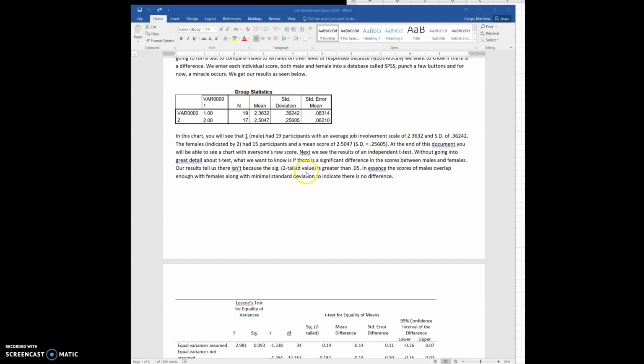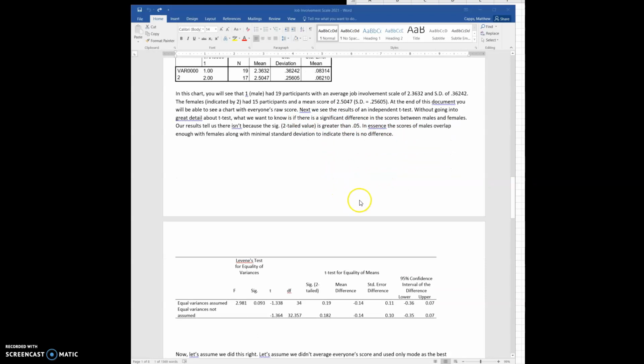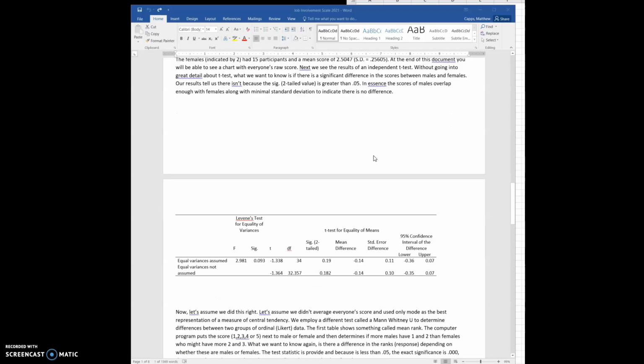So without going into great detail about it, because that's for a different class, we want to know if there's a significant difference in the scores between the males and the females. Our results tell us that there is not, because this number is not less than 0.05. And basically what that means is there's too much overlap between the males and the females in terms of their scores. So we'd say that no, there's no difference between males and females.